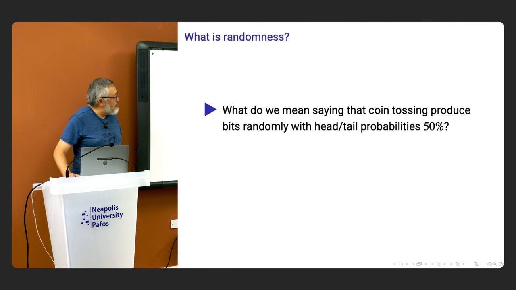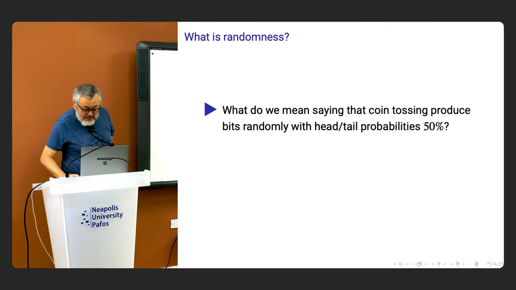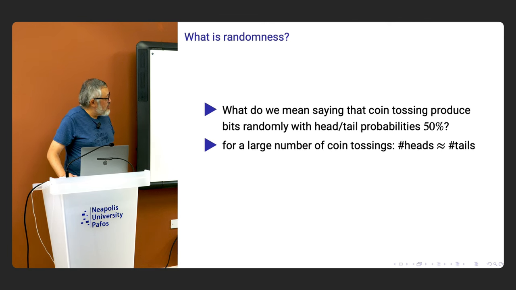Usually people say that the experiment shows that when we perform coin tossing, we get random bits with probability 1/2, an equal number of heads and tails. But what does it mean? This is a kind of scientific theory. How can we confirm it, and what kind of experiment should we do to check this? The simplest possible experiment is just to make a large number of coin tossings and check that heads are almost half of them. But it's not all that we expect, really.